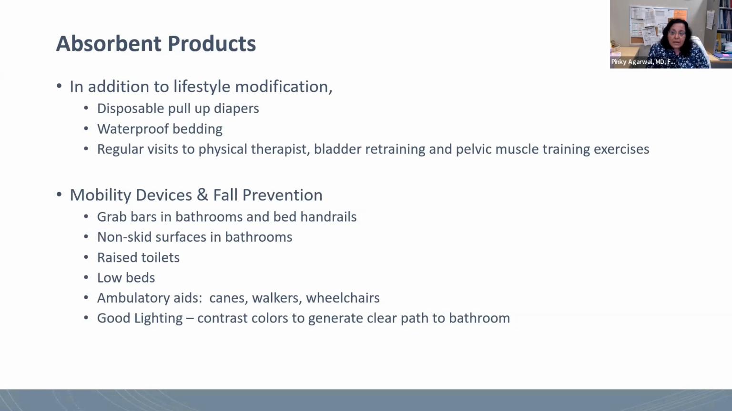Because in Parkinson's, people can sometimes be off at night and there can be balance problems, it's important to have grab bars in the bathroom and have bed handrails, non-skid surfaces in the bathroom, raised toilet seats, and low beds, because you want to be able to step off easily from the bed. Ambulatory aids: even if you don't use an ambulatory aid like a cane in the daytime, it makes sense to use one at night when you may be off or when you may have taken something for sleep. So you could use a cane or a walker or a wheelchair at night.